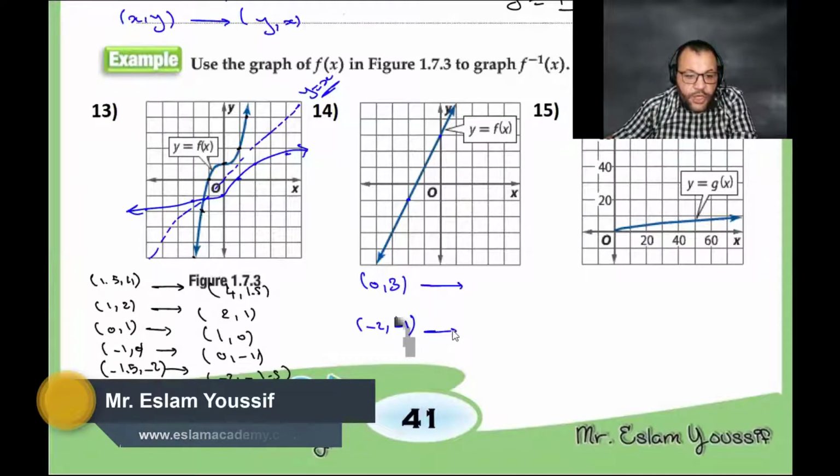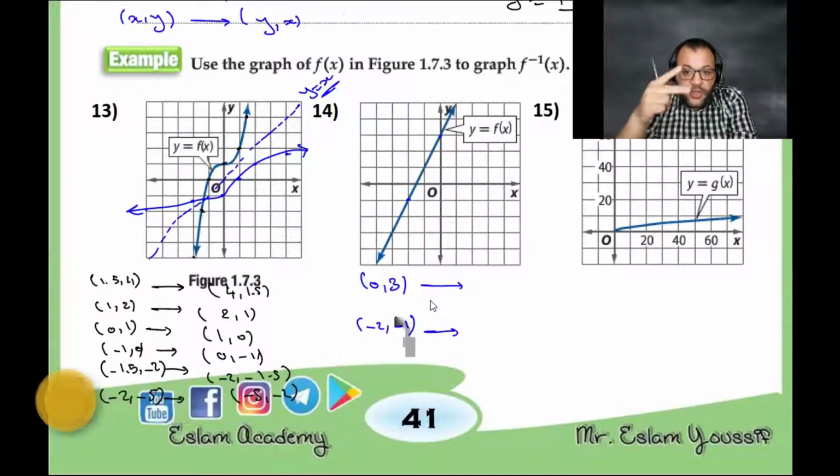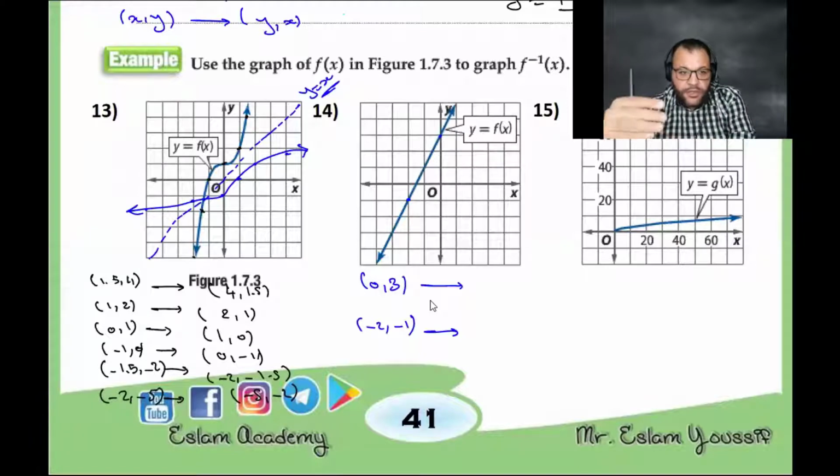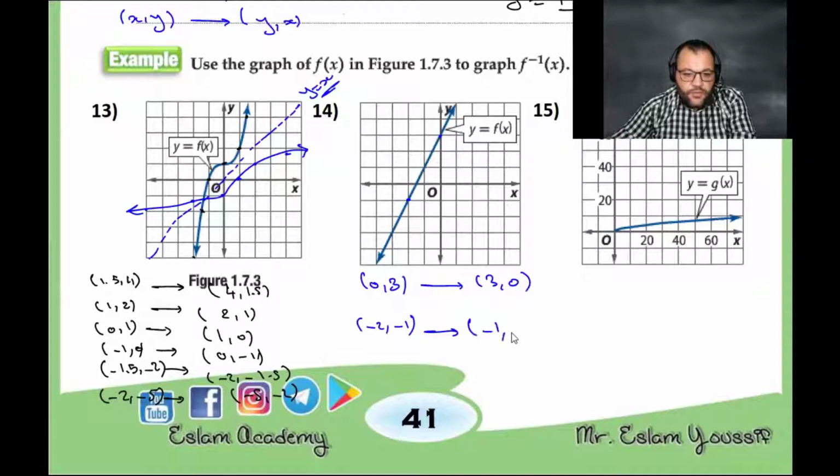So if you have only 2 points, you can draw a line. For any 2 points, there is exactly one line passing through them. But because you have a curve, you have to choose many points, so you can graph it in a proper way. Because it is a line, I only need 2 points. So it will be 3 and 0 and -1 and -2.